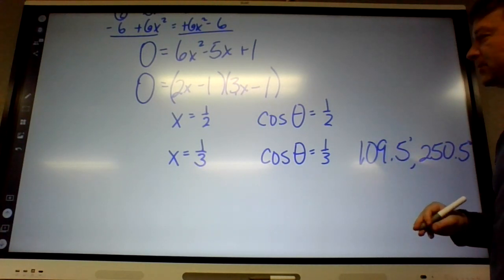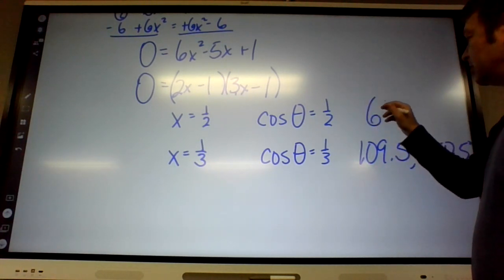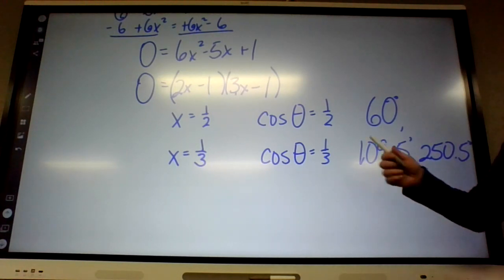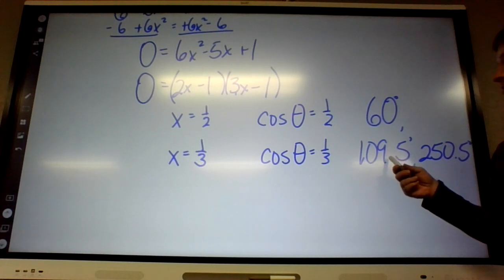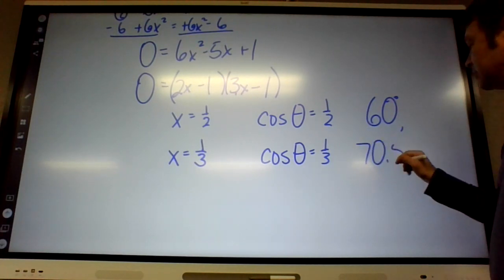Okay, cosine inverse of 1/2 is 60. That's not too hard. Wait, where'd you get the 250? From number 1. I got 70.5. Oh, is it 70.5? Give me a second, I might have done it wrong. I got the 60. It's 1/3, right? No, 1/3 should have been 109.5. Oh, we did the wrong one. I did the wrong one. 70.5.